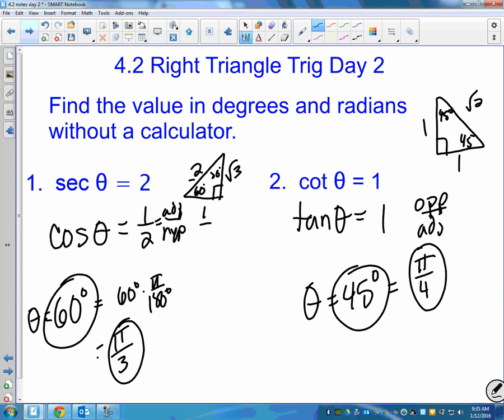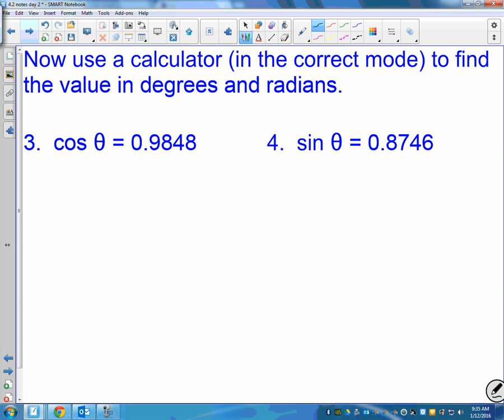Alright, now let's talk about how to do this on a calculator. Because what if it's not 30 degrees, 60 degrees, or 45 degrees? There's a whole lot more degrees than that, right? And so now it says, use a calculator to find your answer in degrees and radians. And so yesterday we were typing in values of theta, right? So we were taking like the cosine of pi fifths, or the cosine of 72 degrees. Well, today we're trying to solve for theta.